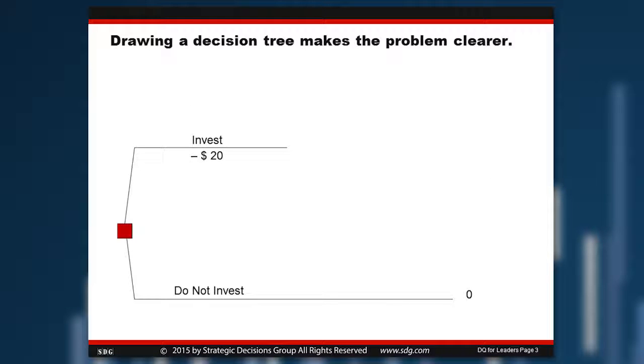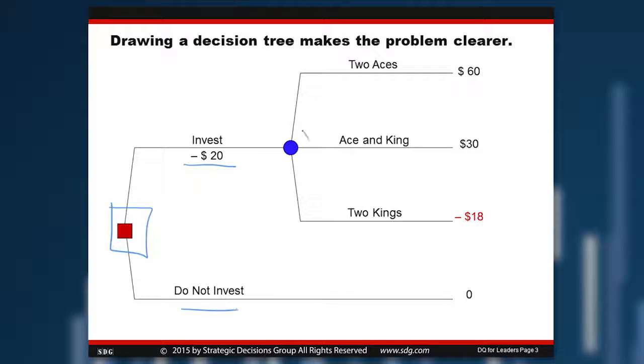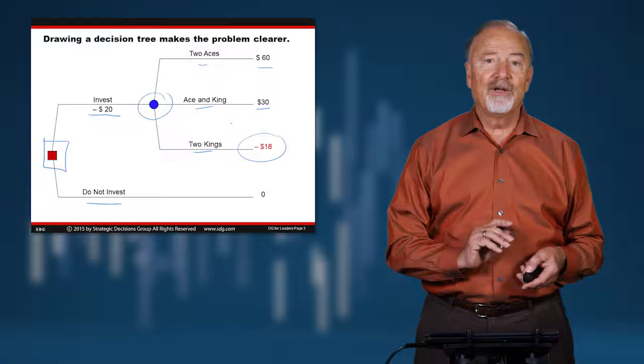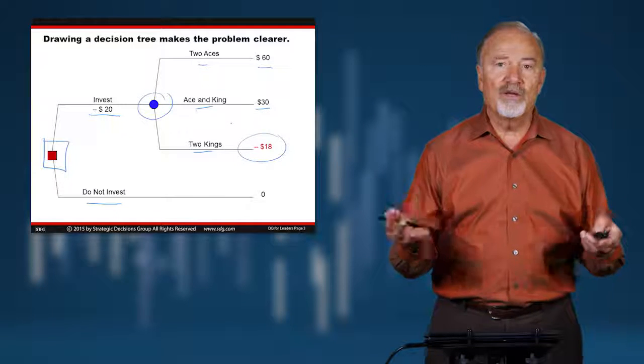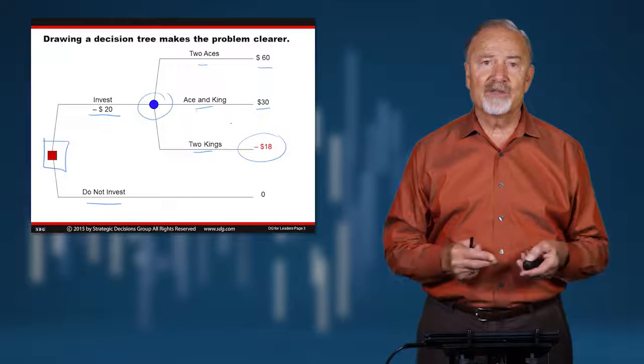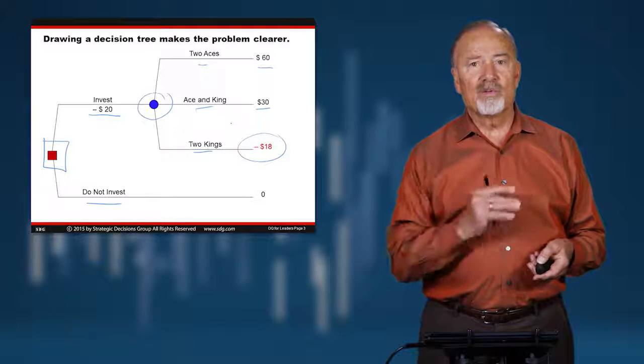We can draw it up, and it's very clear when we use a decision tree, we use squares for decisions, and the investment is either $20 or not invest, and we use circles for uncertainties, and in this case, the uncertainties are resolved in 2 aces, we get plus $60, an ace and a king, or a king and an ace, the order doesn't matter, we get 30, and we get 2 kings, we have to pay this additional 18. So the decision tree makes it very clear. The only thing that's missing is, so what are the probabilities? How would we know the probabilities of this?